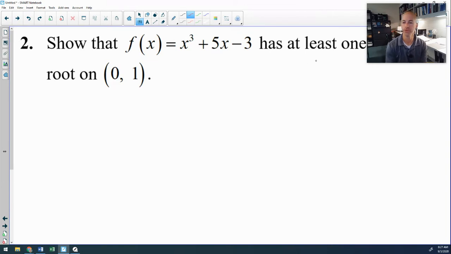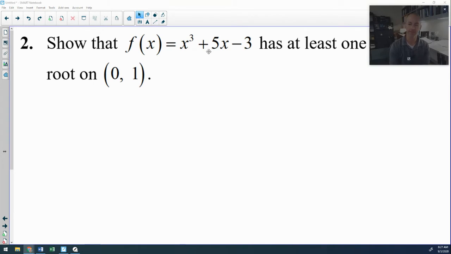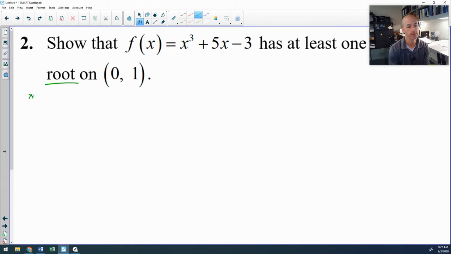Let's move on to this one. Let's see, am I hiding any words? No, I'm not. All right. Show that this function has at least one root, and a root is a fancy word for an x-intercept. And an x-intercept means that we need to show that the function is actually equal to 0. So I'm going to do the exact same thing I just did. I'm going to start by establishing that the function f of x is continuous. Once again, we have a polynomial, so f is continuous.